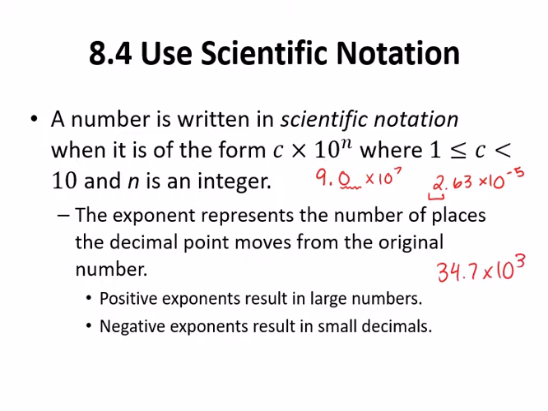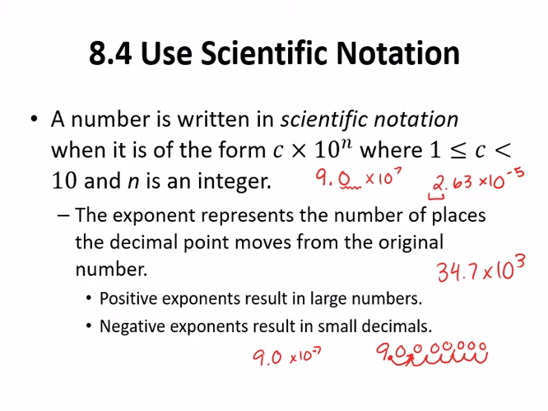So the exponents represent the number of places the decimal point moves from the original. If the exponent is positive, your result is going to be a much larger number. So if I have 9.0 times 10 to the 7th, what that means is I take that 9.0 and I move my decimal place to the right 7. So 1, 2, 3, 4, 5, 6, 7. And I fill in these places with zeros. So it's actually quite a large number. It is 90 million.